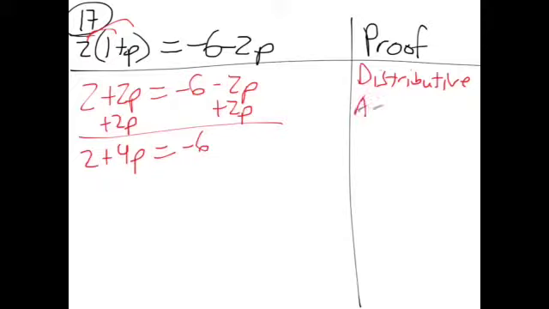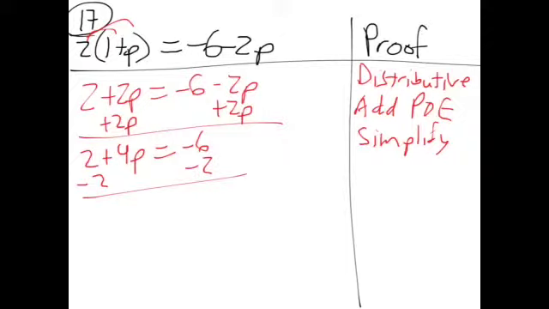So what lets me add to both sides is the addition property of equality. And what lets me simplify is the simplify property. And if you subtract 2 from both sides and simplify, well, I guess this one would technically be combined like terms.